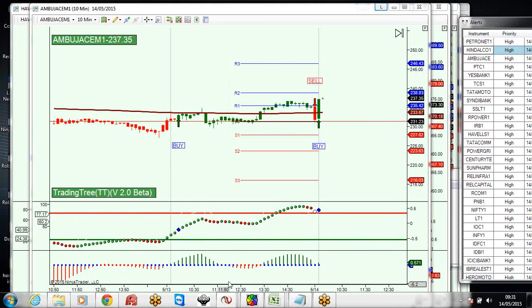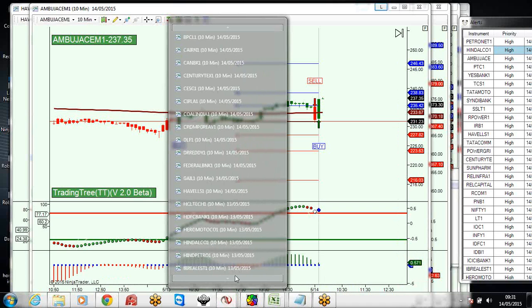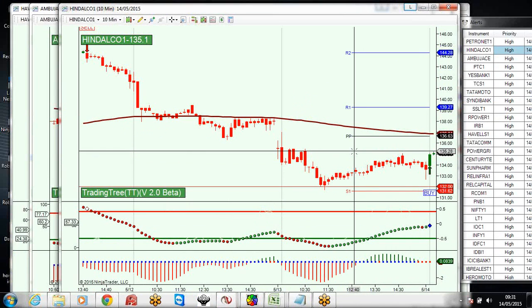Hindalco, we have a buy. You can buy Hindalco here, 135.30.